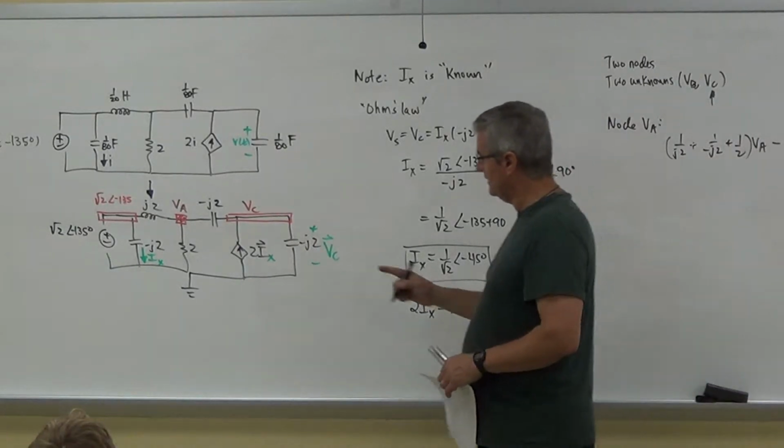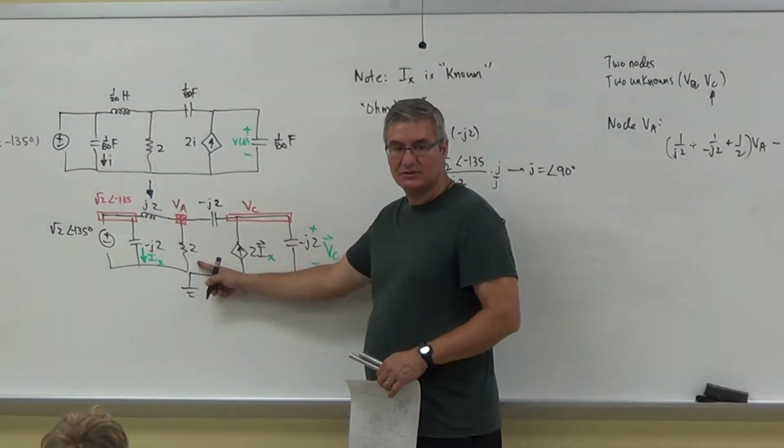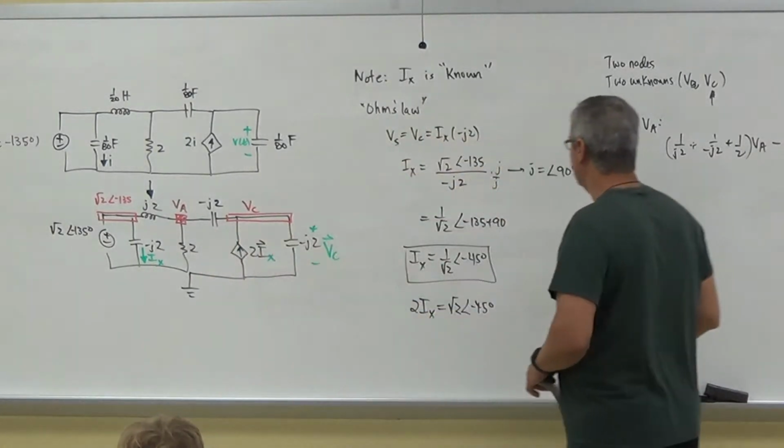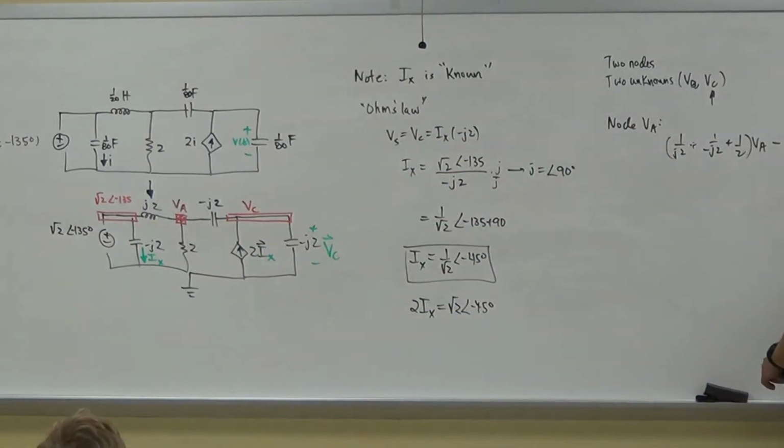And I've got VC, 2 is connected to the ground, so then this is going to be minus, wait, did I do that right? Yeah, I did. Then I get minus J2 times the quantity VC, no current sources, so it's 0.